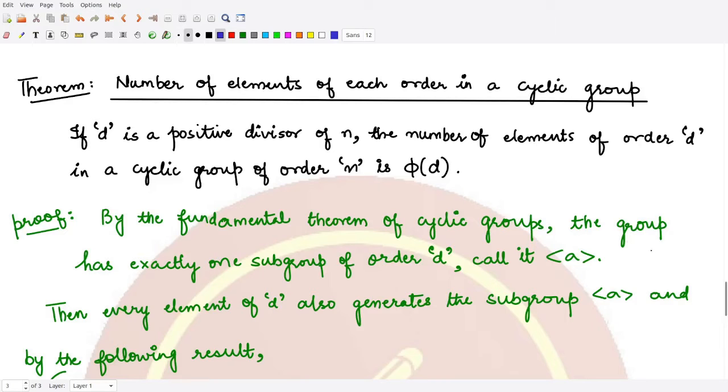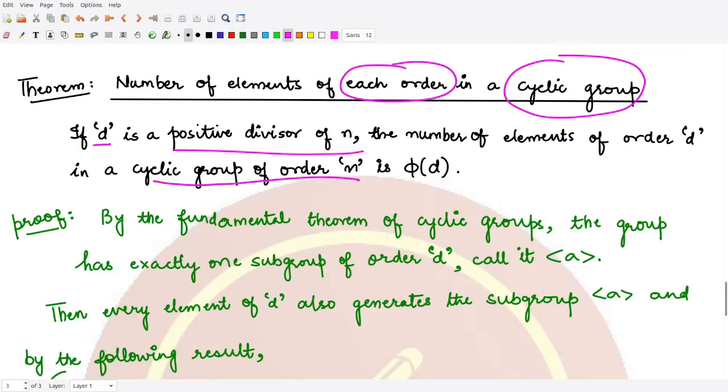So let me remind you of the statement of the theorem. It tells us about the number of elements of each order which are present in a finite cyclic group. If d is some positive divisor of the number n, where n is the order of the cyclic group, then the number of elements which have order d is given by phi of d.